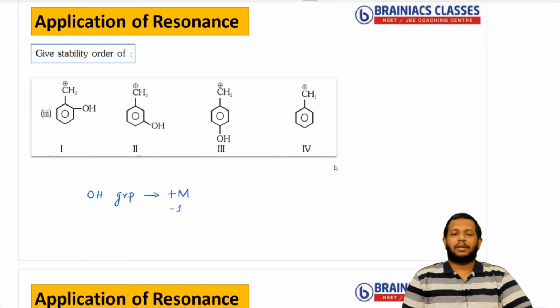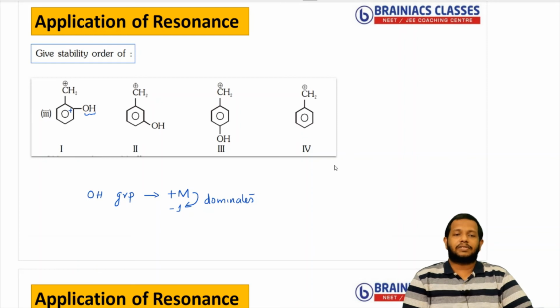Okay, but you know that plus M always dominates over minus I, except in the case of halogens. So plus M dominates minus I. So if plus M is there, you should give priority to that. Now let's see the first option. In the first option, you can see the OH group is present at the ortho position. So plus charge is there. In the first case the double bond will come here, and plus charge will circulate and come here.